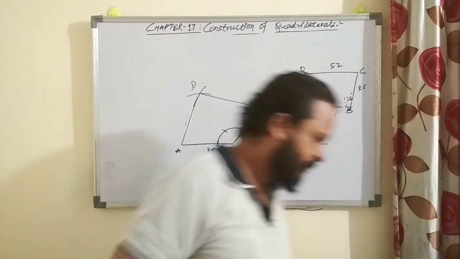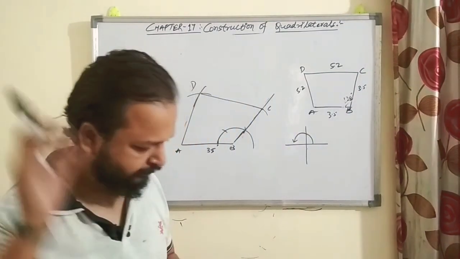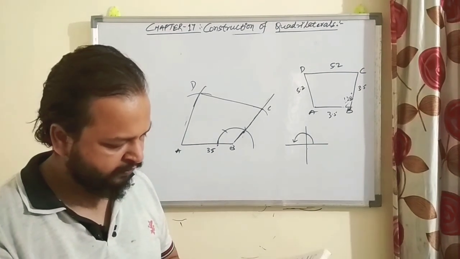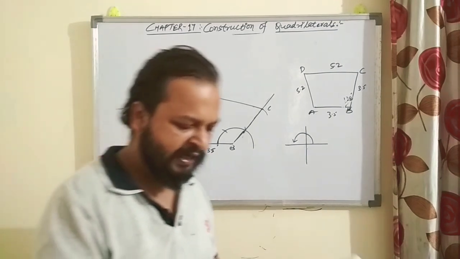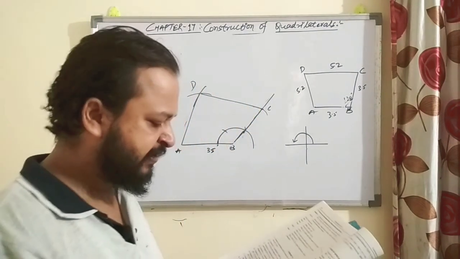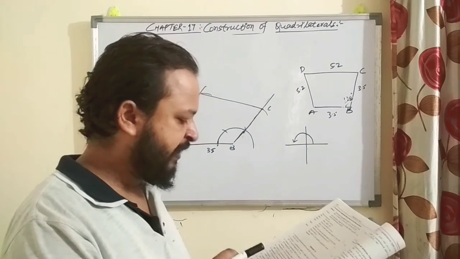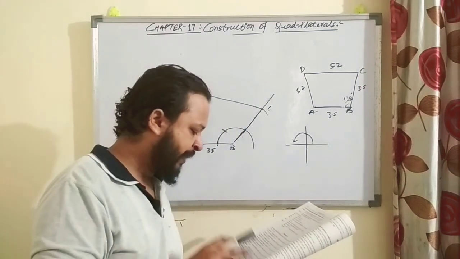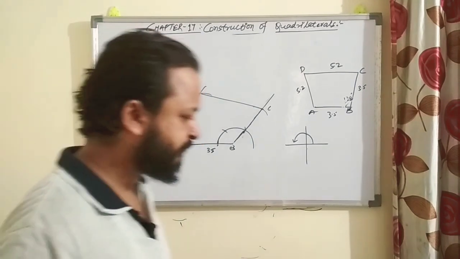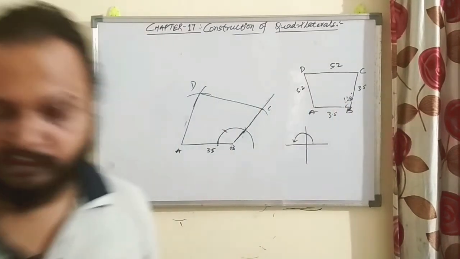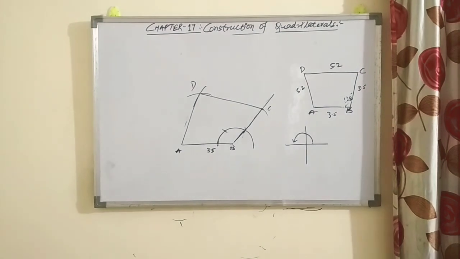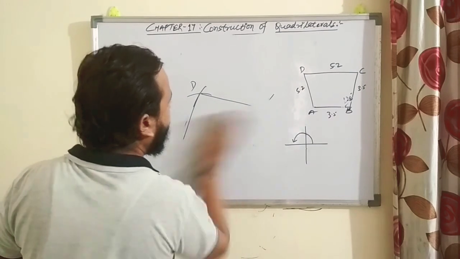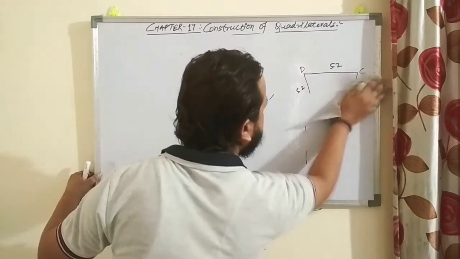This is the constructed part, right? Now come to question number 8 and 9. They are also the same. In question number 9 the angle B is given as 125 degree and angle C is 60 degree. So here 3 sides are given and 2 angles are given, right?